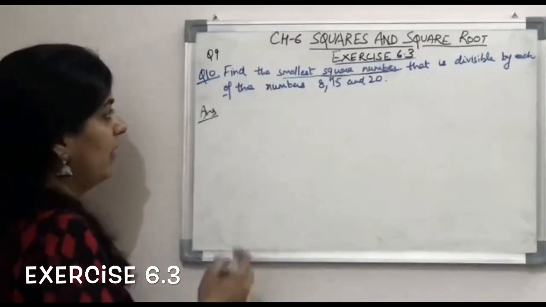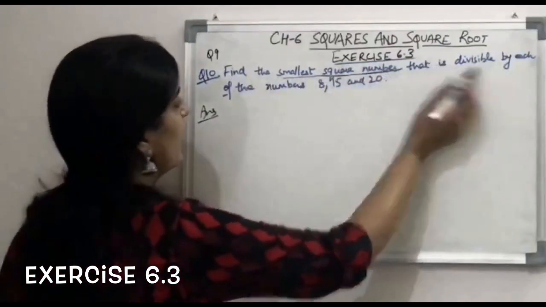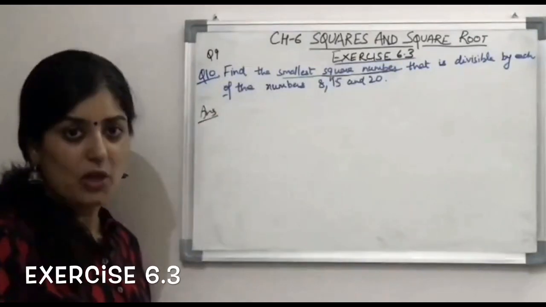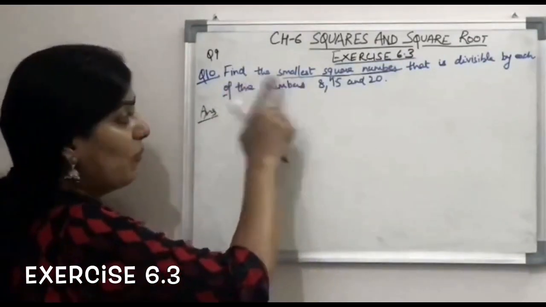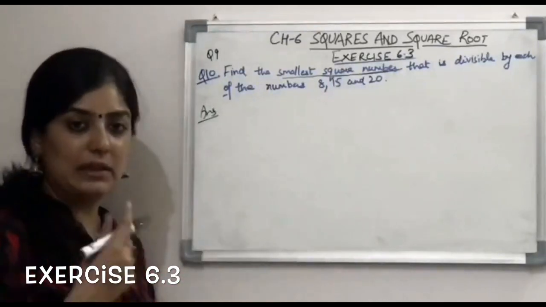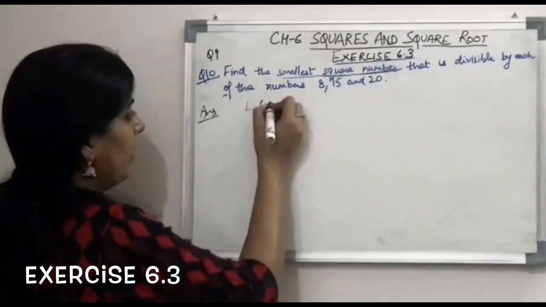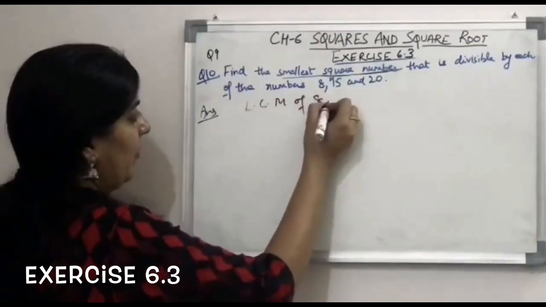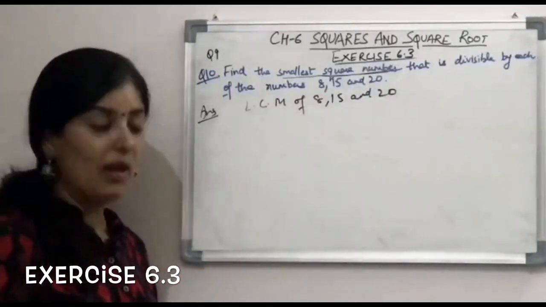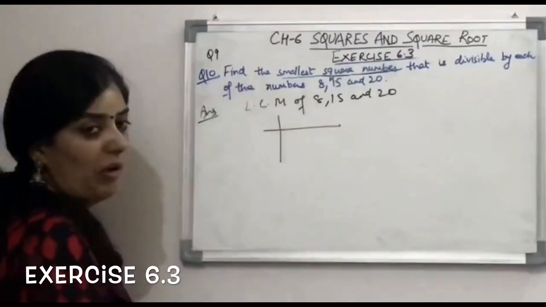So if now here we have only to find the smallest number that is divisible by each of the numbers 8, 15 and 20. अगर हमारे पास square नहीं होता, क्वेश्चन में अगर हमसे पूछा होता find the smallest number which is divisible by each of these numbers, तो this type of question we have done earlier also. हम क्या करते, we will simply find LCM of 8, 15 and 20. हमारा first step होता, हम इसका LCM निकालते. So here also our first step will be we will find LCM of these three numbers.